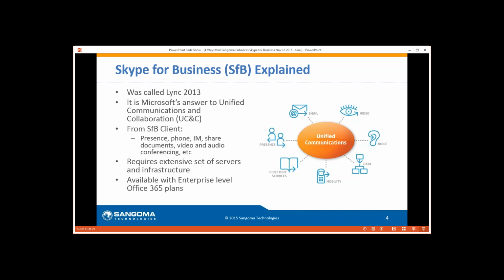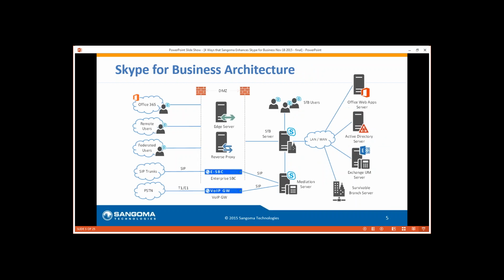Skype for Business is available as software that you can load on your own infrastructure. It's also available from a set of hosting companies, and also through Microsoft Office 365. Depending on the plans you take, there are enterprise level plans that will include not only the Skype for Business client, but also the back office server roles running in the cloud. Okay, so that's what, at a high level, Skype for Business is.